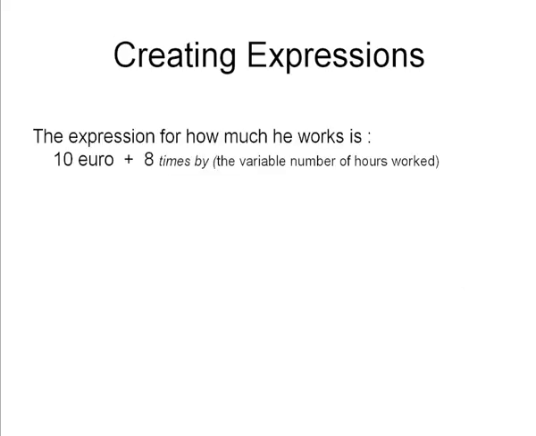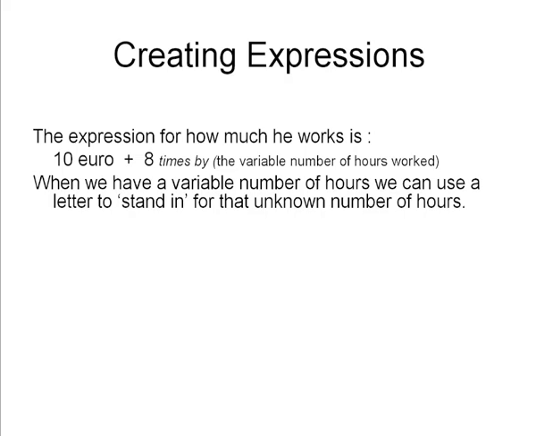So when we're creating expressions, for example the expression for how much Paul makes, it's €10 plus 8 times by the variable number of hours worked, meaning just the number of hours, but I'm calling it variable because it can change from day to day. Sometimes it's 3 hours, sometimes it's 6 hours. And when we have a variable number of hours, we can use a letter to stand in for that unknown number of hours, which brings us to algebra.